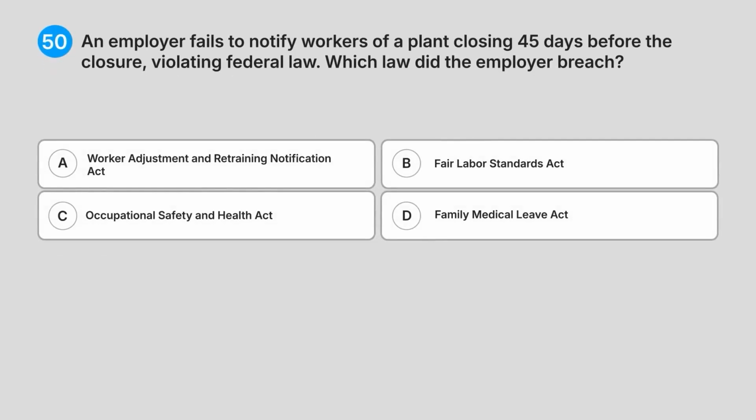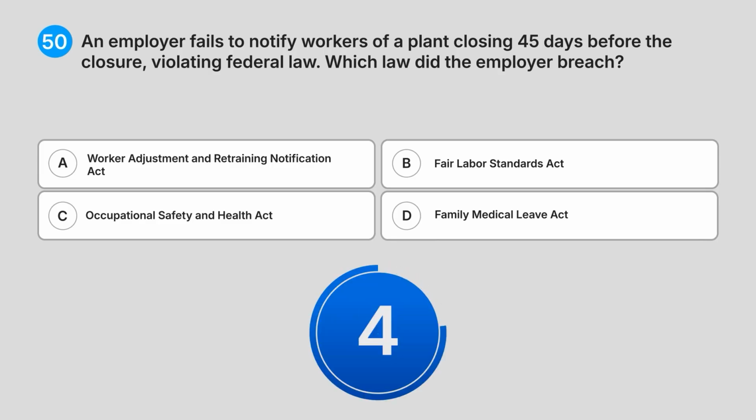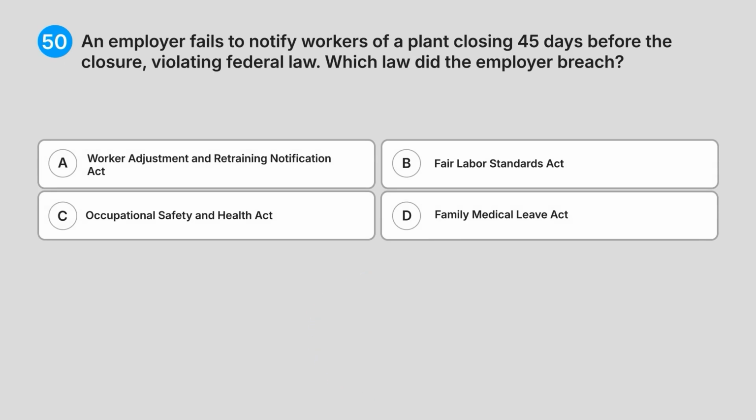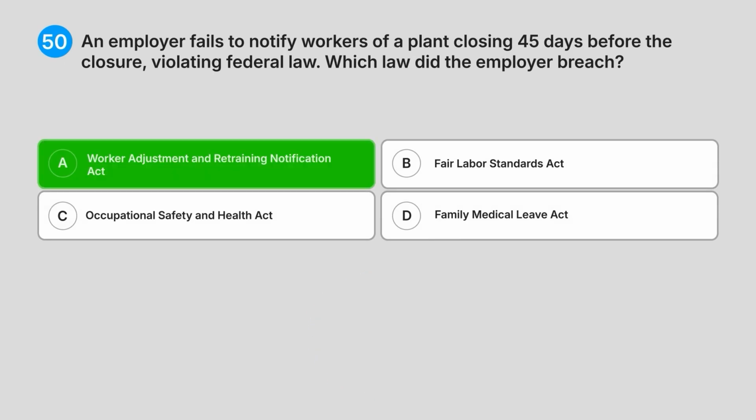(50) An employer fails to notify workers of a plant closing 45 days before the closure, violating federal law. Which law did the employer breach? A. Worker Adjustment and Retraining Notification Act. B. Fair Labour Standards Act. C. Occupational Safety and Health Act. D. Family Medical Leave Act. Can you guess the answer? Correct answer, A. Worker Adjustment and Retraining Notification Act.